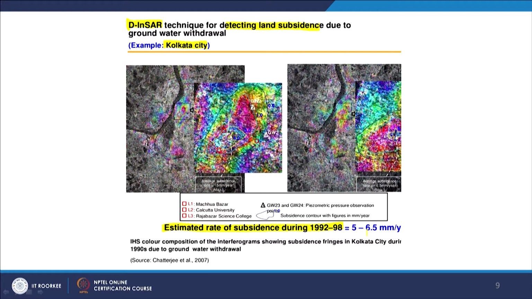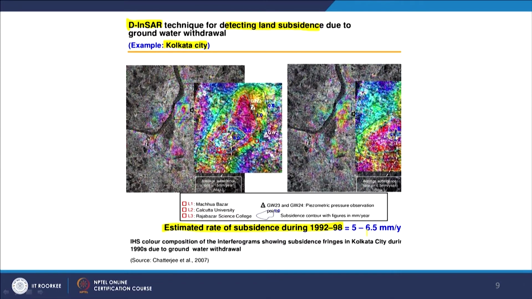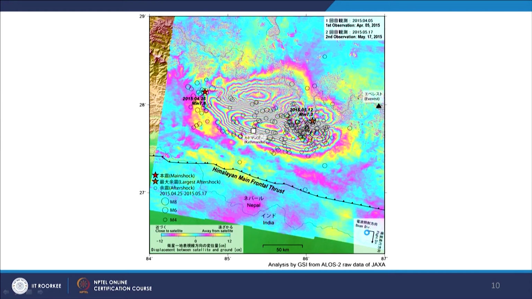So, the DInSAR or SAR interferometry technique can be employed where deformations have occurred between just two successive overpasses, like in earthquakes, or where deformations are very slow, like subsidence due to groundwater, subsidence due to mines, or maybe landslide activities in mountainous regions. These things can be estimated very accurately and unbiasedly.